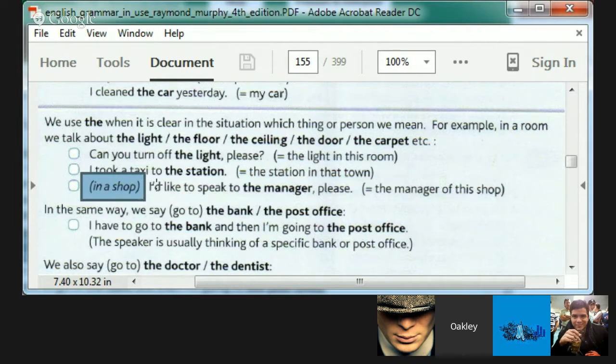All right. In a shop, I'd like to speak to the manager, please. Clearly, there's only one manager. We're going to use the where it's obvious to refer to a person where there's only one. There's only one president. It's always the president. And now, the president of the United States. Well, there's not two presidents, so clearly it's already defined.